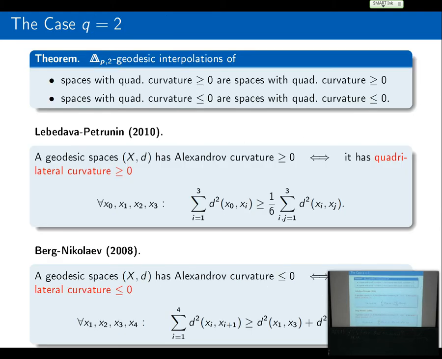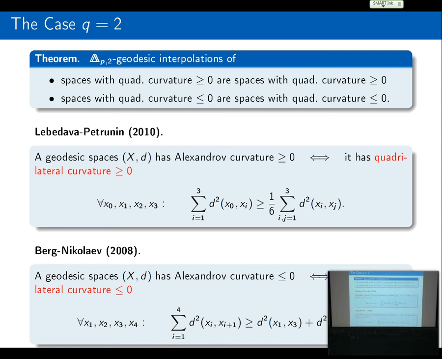OK, this is now a short discussion why the case q equal 2 is interesting. This really depends a little bit on your interest. So this is interesting because it preserves a rough version of sectional curvature bounds. So what is a rough version? I call it here quadruple or quadrilateral curvature. Perhaps I should start with this slide. Let me start with these two theorems.